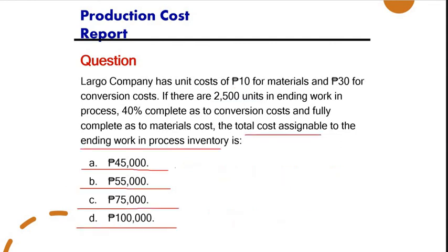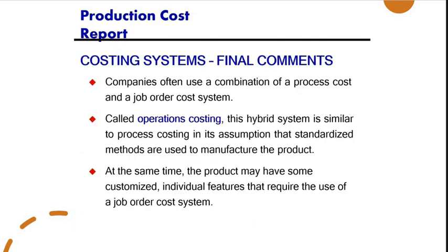Happy? Okay, so let's proceed to next. Okay, so the final comments for costing system. Most of the companies are often using a combination of the process cost and a job order cost system. So, operation costing is the hybrid system, similar to process costing, and its assumption that standardized methods are used to manufacture the company. And at the same time, the product may have some customized individual feature that requires the use of a job order cost system.